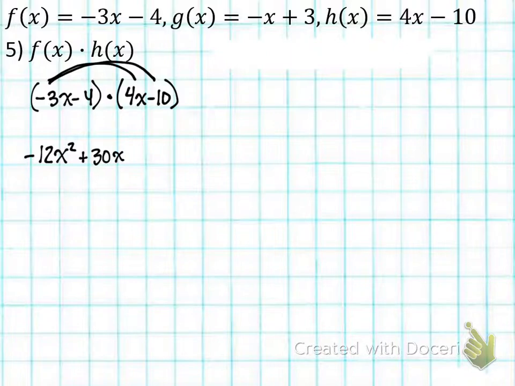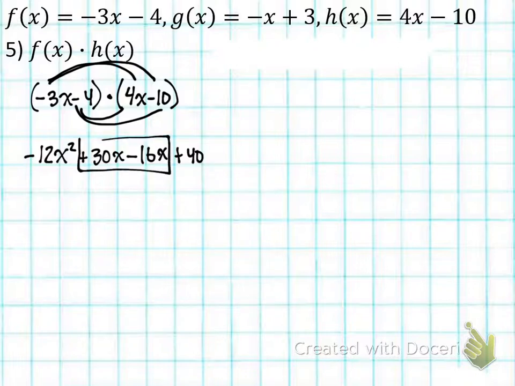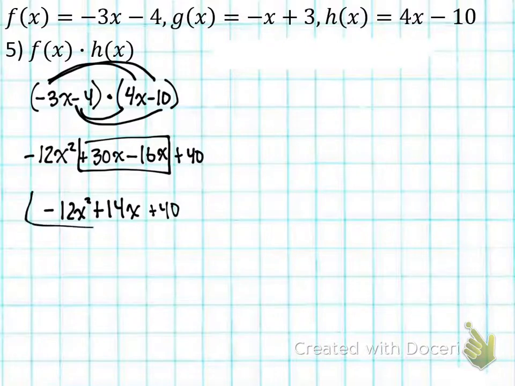Now we have negative 4 times 4x is negative 16x. And then we have negative 4 times negative 10 is positive 40. Are we done? No. We have to combine like terms. These are the two you have to combine: the 30 and the negative 16. Why don't you do that? Show me your answer in 30 seconds. Go. So the answer here is 30x minus 16x is positive 14x. And then bring down the rest of the problem. Plus 40. If you got it correct, give yourself a pat on the back.